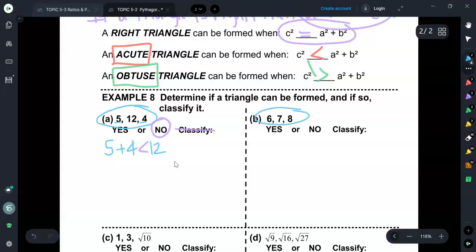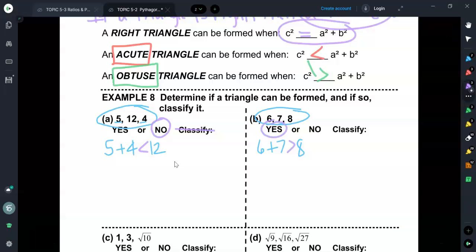6, 7, and 8. My two small sides are 6 and 7. Is 6 plus 7 greater than 8? And the answer is yes. So I can now classify this triangle. So let's figure out what kind of triangle it is.